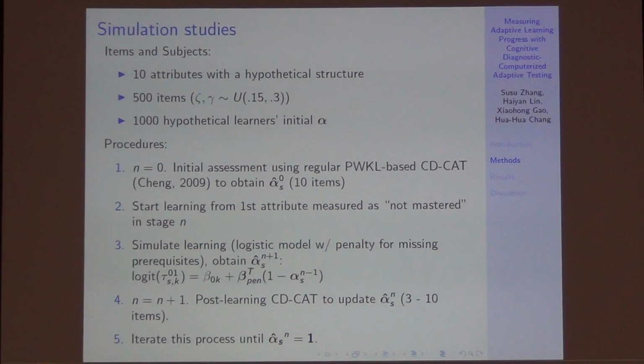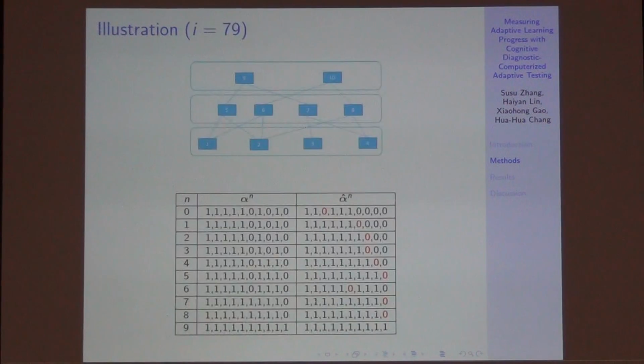And then after the learning, we use the post-learning CD-CAT to update the estimate of the attribute patterns at that stage, with a minimum test length of 3 items and a maximum of 10 items. We iterate this process until the alpha hat for all the subjects is the vector of 1s.